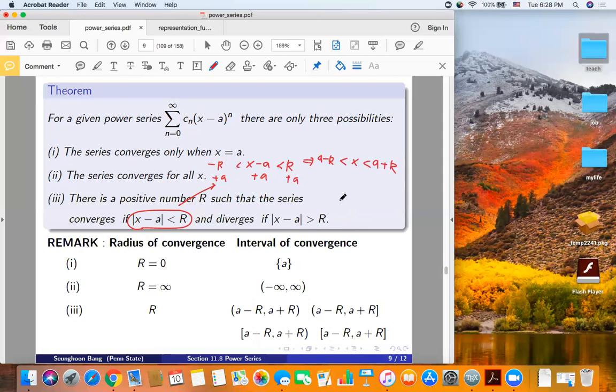So we have 4 possibilities depending on the endpoints. Both the left-hand point and right-hand point excluded gives an open interval. Only the right-hand point included is one possibility. Only the left-hand point included is a half-closed interval. Both the left-hand point and right-hand point included is a closed interval. We have 4 possible intervals of convergence in the third case. This is the whole idea.